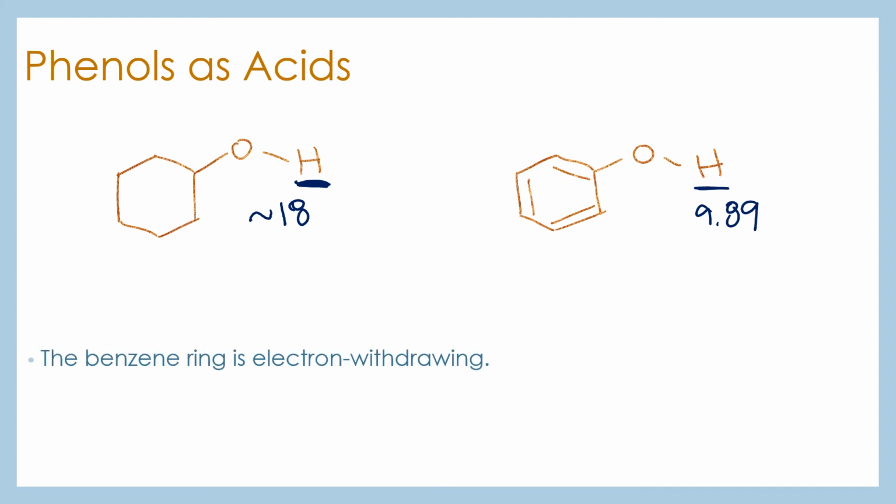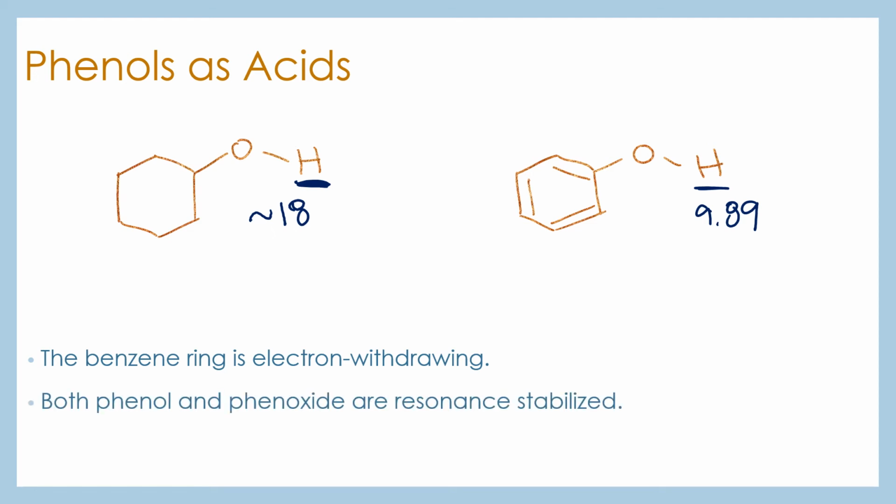So both the phenol and the phenoxide have several resonance forms. And this is something that would be really good to practice actually if you're still struggling with resonance forms at this point. Deprotonate phenol to get phenoxide.